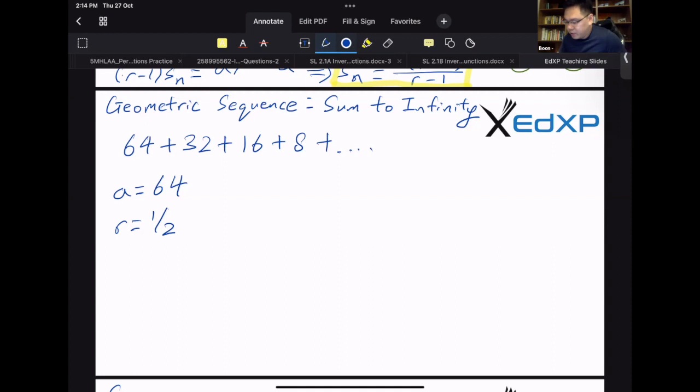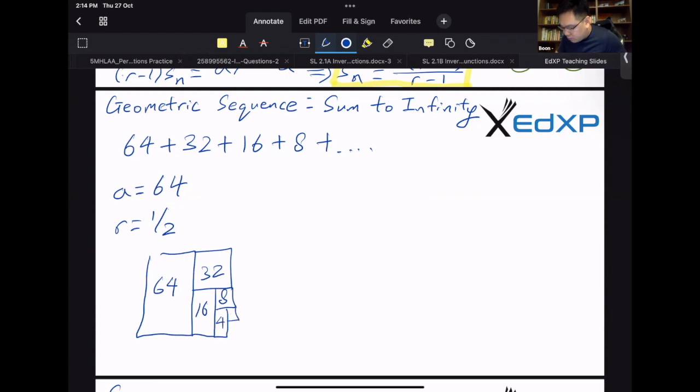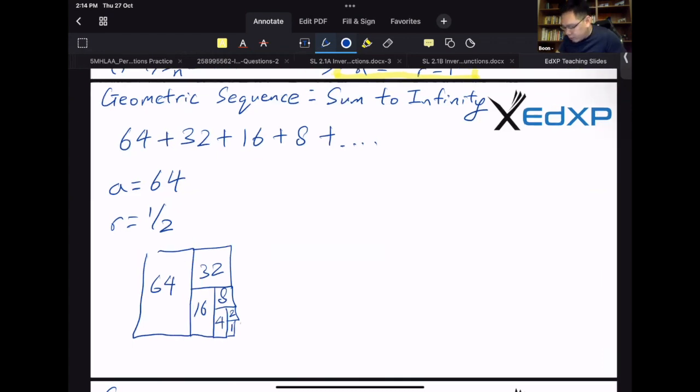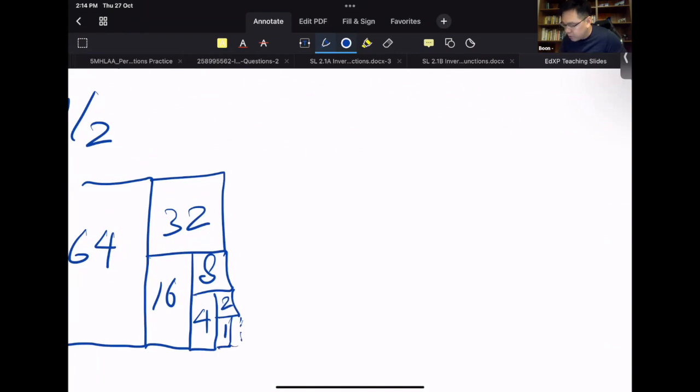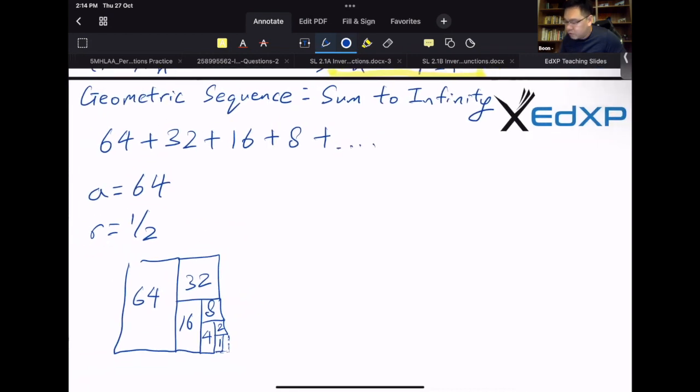I like to give the illustration of maybe a grassy field. So imagine if I have a grassy field of 64 meters squared, for example, and then I add 32, I add 16. See, I'm adding my terms as we go along. 8, 4, 2, 1. If I continue this forever, it will never end. However, you will notice that it kind of converges to a finite value. So let's try to find this using what we just learned.